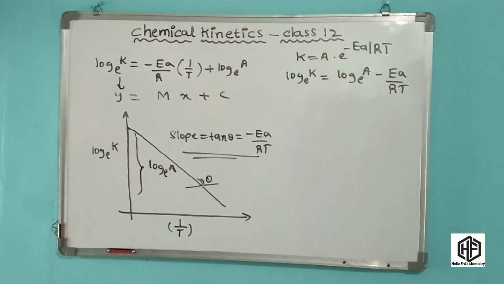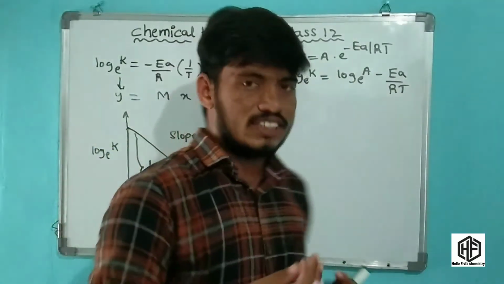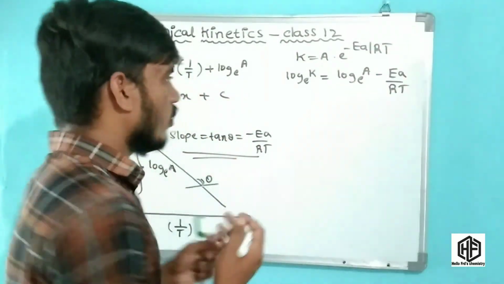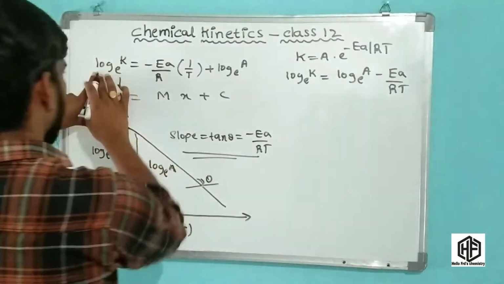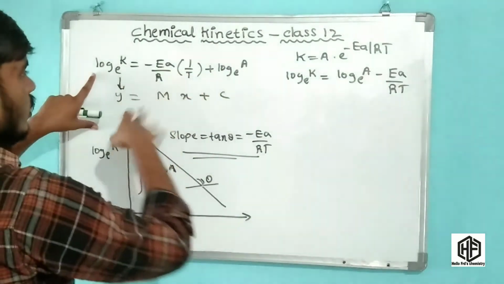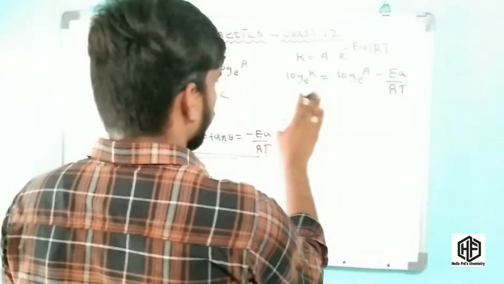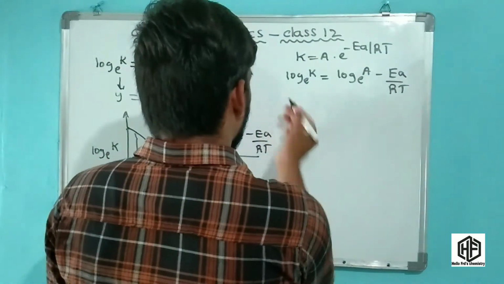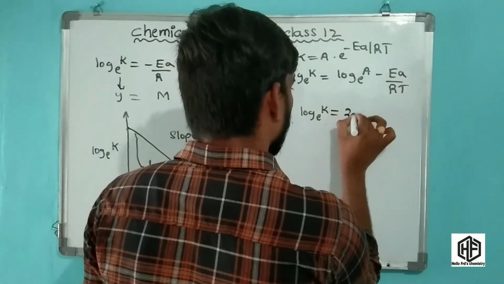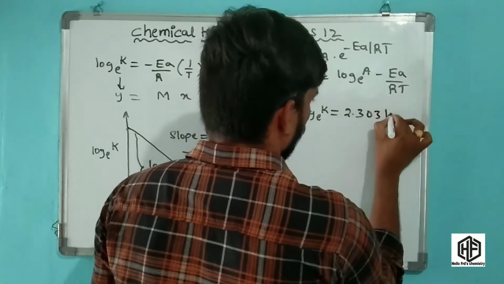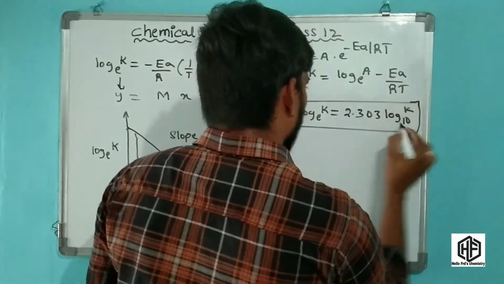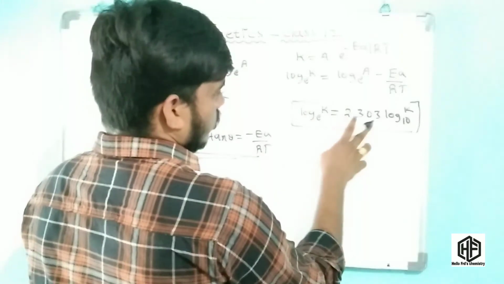This is one more important equation. Now this equation is converted in terms of logarithm base 10. What happens, friends, in this term: ln k = -Ea/R (1/T) + ln A. This changes to log base 10. Now this equation changes to log base 10. ln k is equal to 2.303 log k. This changes the log base e in terms of log base 10.